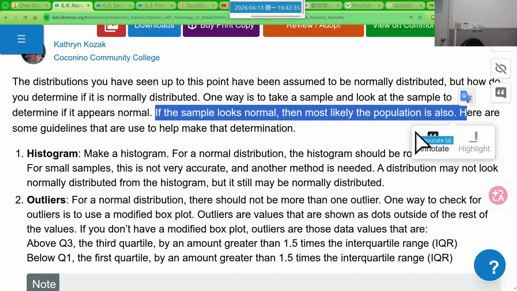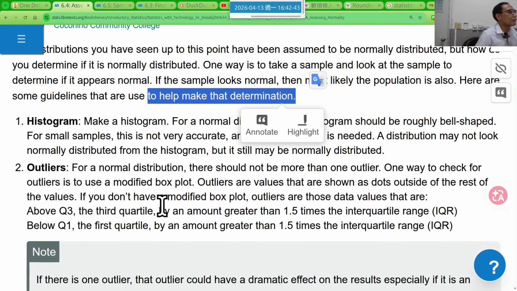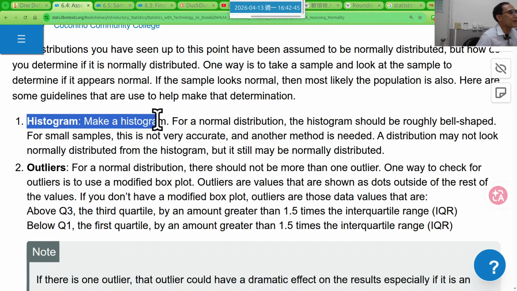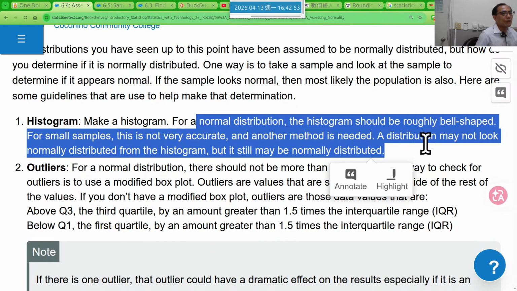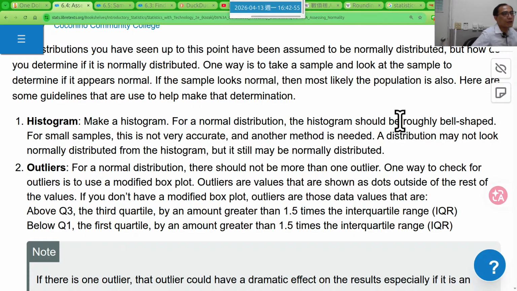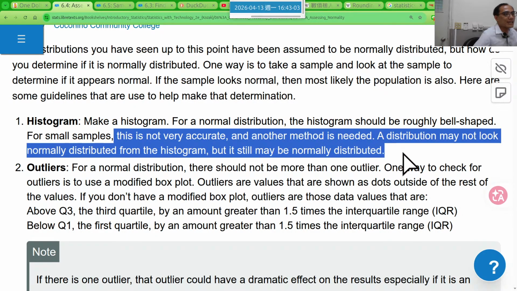Here are some guidelines used to help make the determination. First, histogram. Make a diagram of the histogram. For a normal distribution, the histogram should be roughly bell-shaped. For small samples, this is not very accurate, so another method is needed. The distribution may not look normal from the histogram, but it still may be normally distributed.